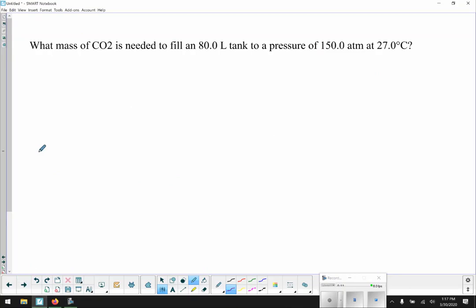So here's another one. What mass of CO2 is needed to fill an 80-liter tank to a pressure of 150 atmospheres? So this is a little more complex of an equation, and this is something that we would actually see used. If you know anything about scuba diving or anything with a fire extinguisher, when they want to fill a certain amount to a certain pressure, they actually weigh the CO2.